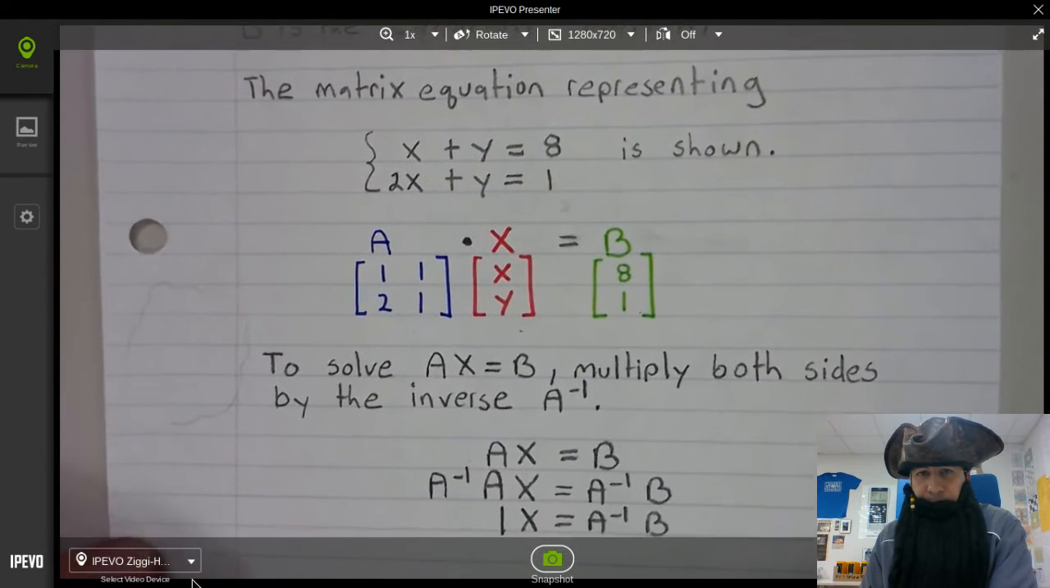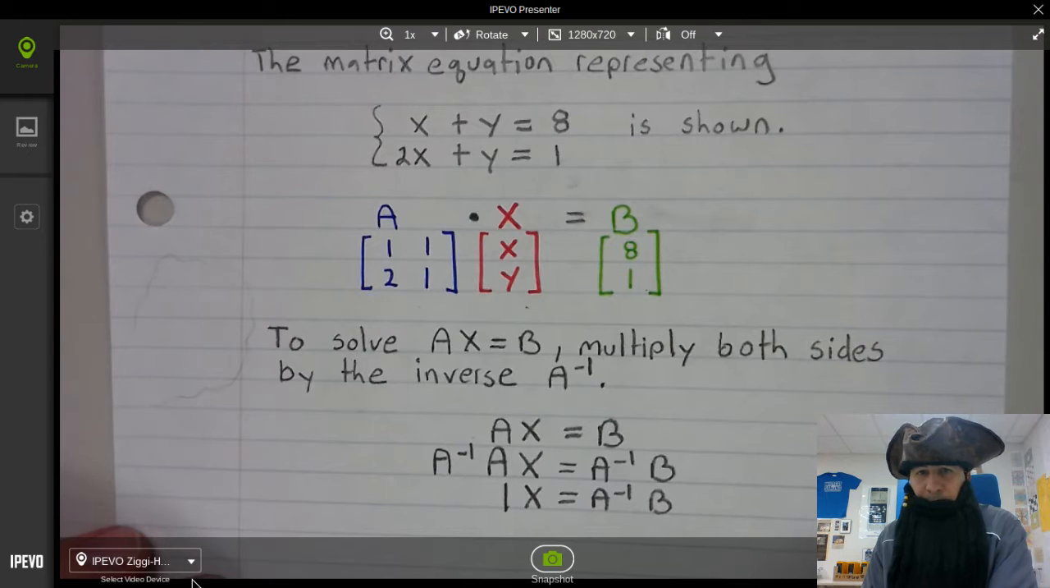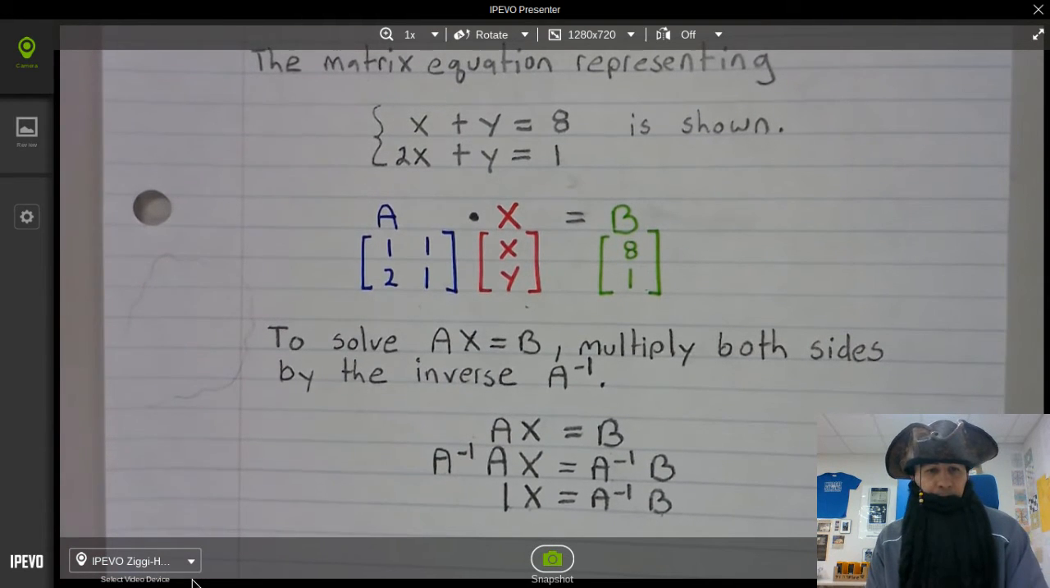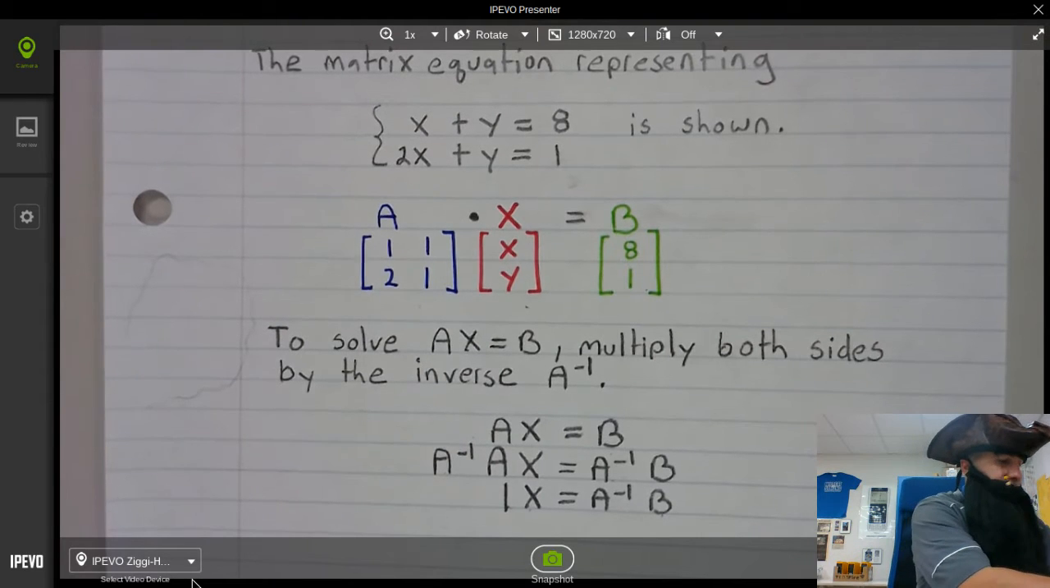So to solve AX equals B, multiply both sides by the matrix inverse, A inverse. So you start with AX equals B, and then you multiply both sides by A inverse. So A inverse times A is 1, and so you're left with 1x equals A inverse B. So if you would, pause your notes, and all right, now let's look at our examples.